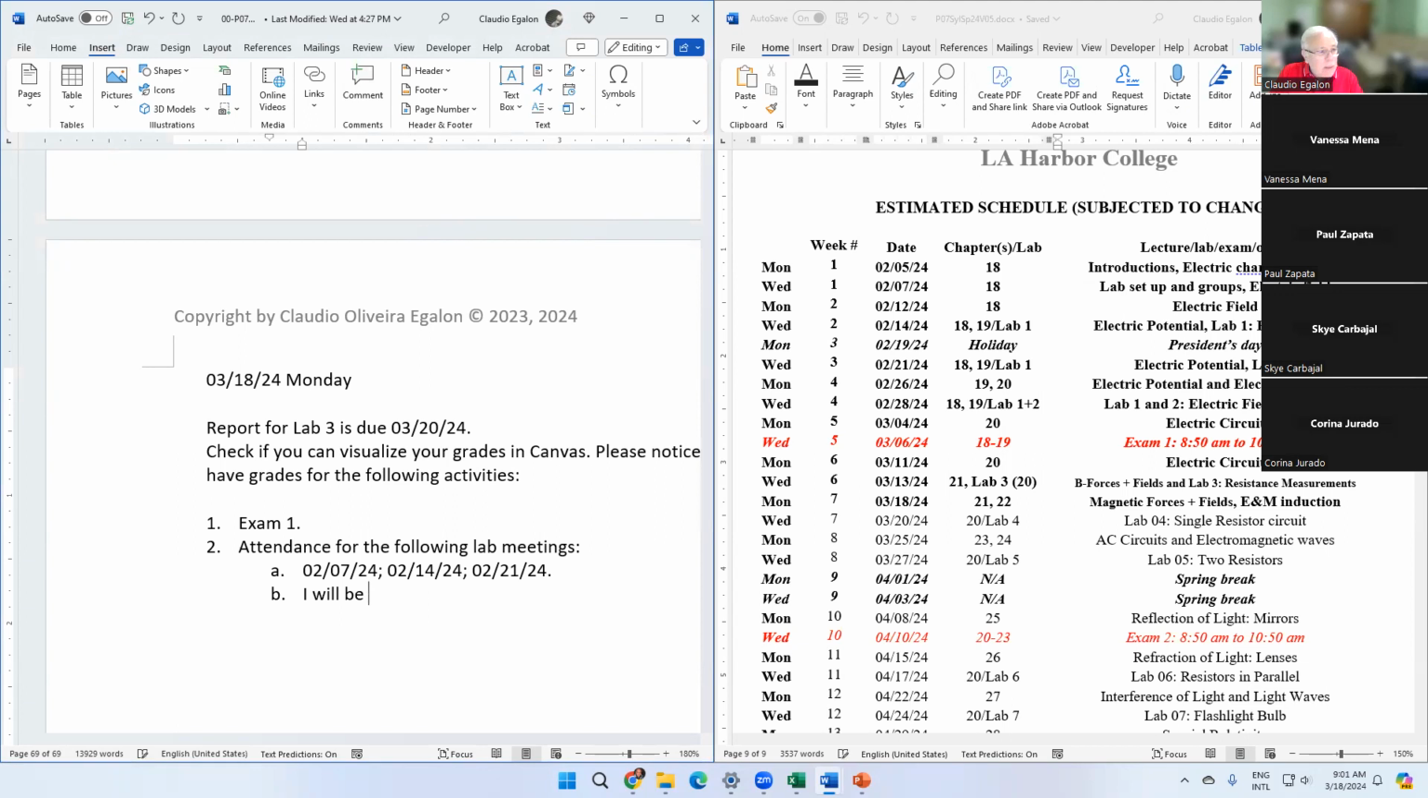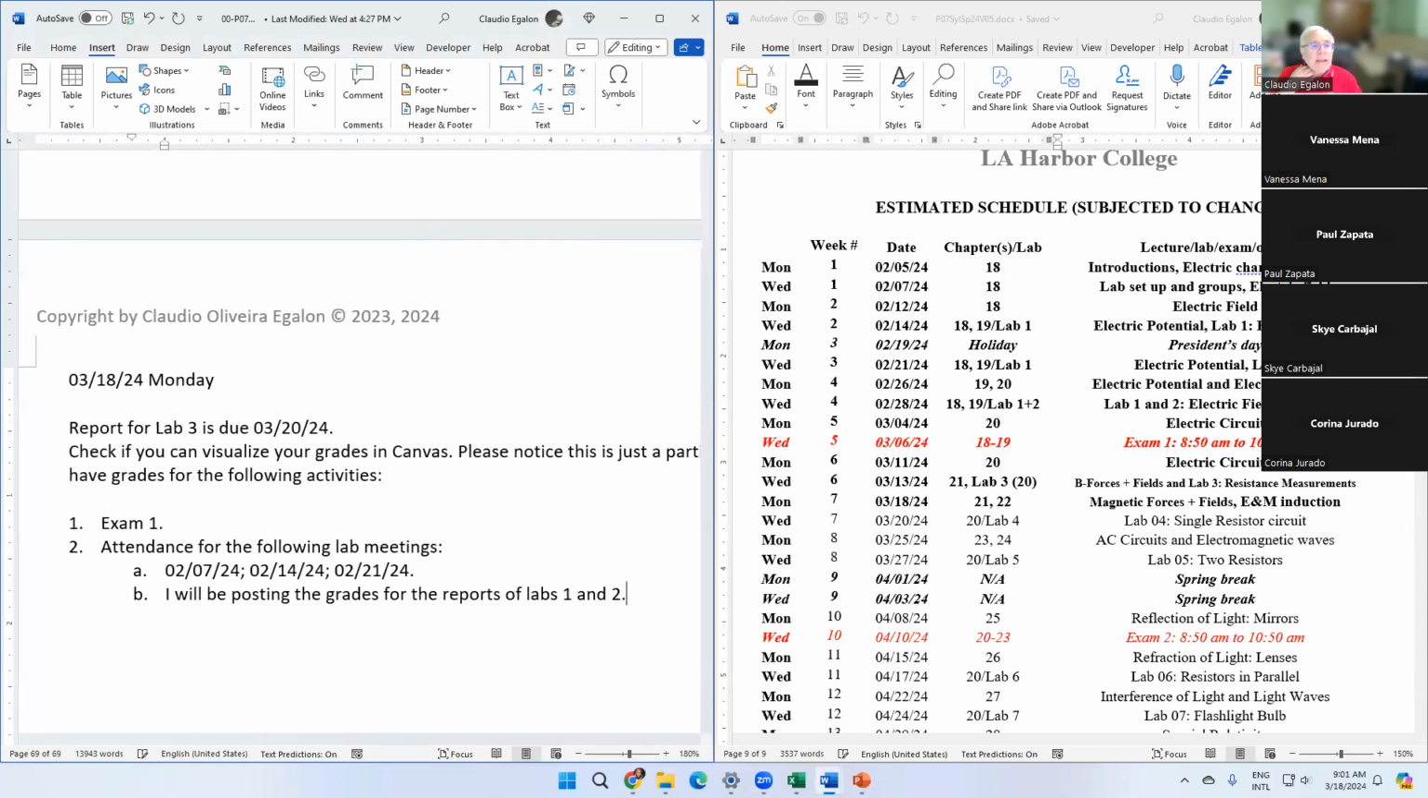I will be posting the grades for the reports of labs 1 and 2. I didn't correct the spreadsheet yet. So once I have corrected it, I will be posting the grades for these reports. What else do we have there? Exam 1 grades are already posted. The attendance for the labs were posted. Lab 1, lab 2, I haven't posted yet because I didn't correct them.